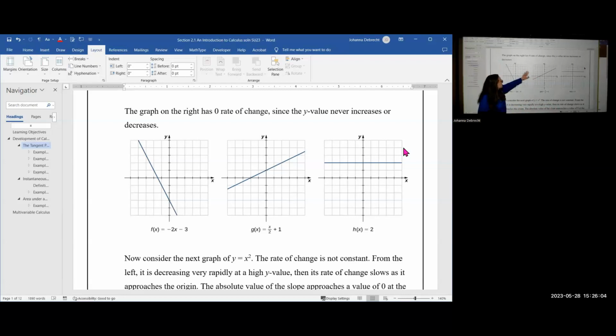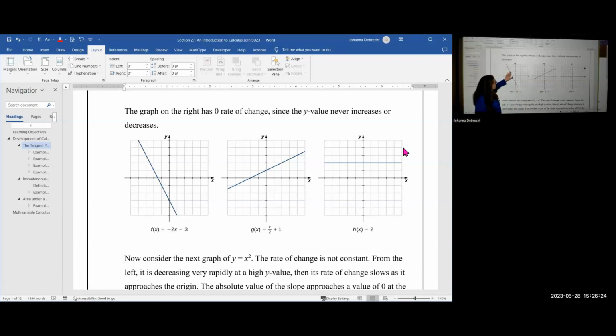From the left to the right, if it goes downhill, it's decreasing. From the left to the right, if it goes uphill, it's increasing. And from the left to the right, if it stays the same, it's constant. And this refers to the rate of change, which in all three cases is the slope of the actual line.